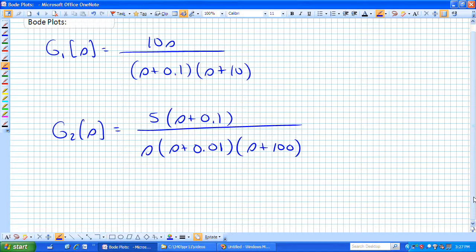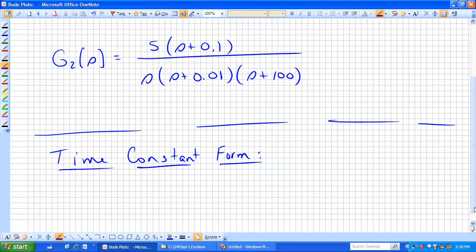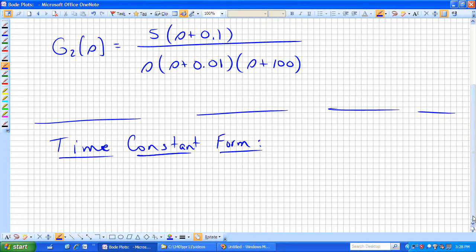Let's start with this first transfer function, g sub 1 of s, sketching its Bode plot. The very first thing that we need to do is put the transfer function into time constant form. This allows us then to normalize the constant coefficient, and that allows us not to have to worry about what the magnitude is doing prior to when it breaks. It will be contributing 0 dB unless it's a pole or 0 at the origin.